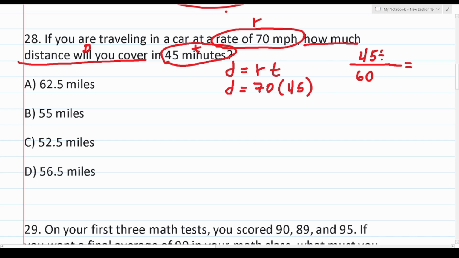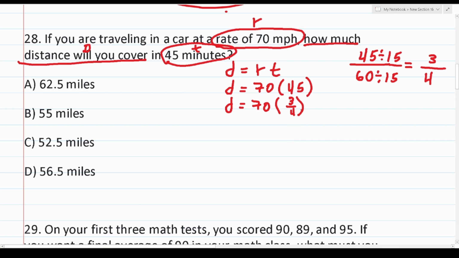This, as it happens, is pretty easy to deal with. Both 45 and 60 are divisible by a common factor of 15. In fact, 45 divided by 15 is 3, and 60 divided by 15 is 4. So in other words, 45 minutes is equivalent to 3/4 of an hour. So instead of 45 here, I'm going to replace it with 3/4.